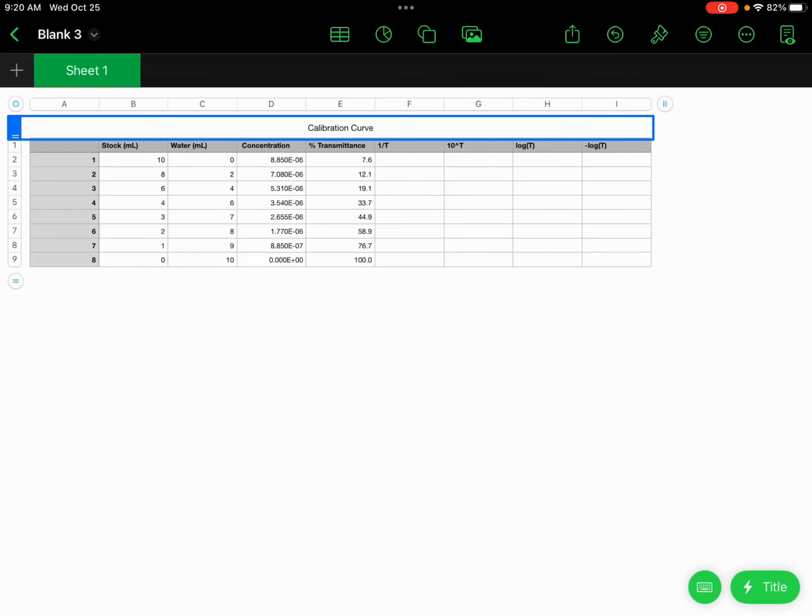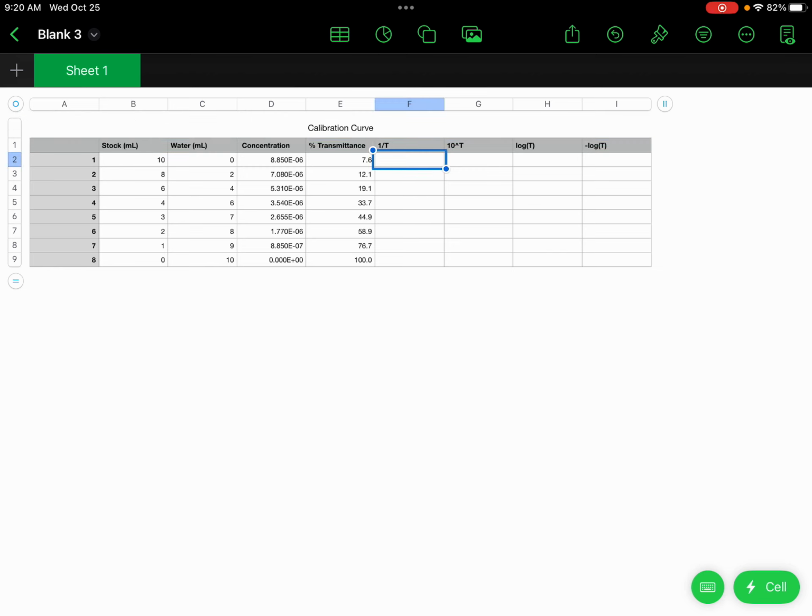In column D, percent transmittance in column E, and then I'm going to make different calculations based on the percent transmittance. In column F, I'm going to take the inverse of the transmittance. In column G, I'm going to take 10 to the transmittance. Column H is the log of the transmittance, and then column I is the negative log of the transmittance.